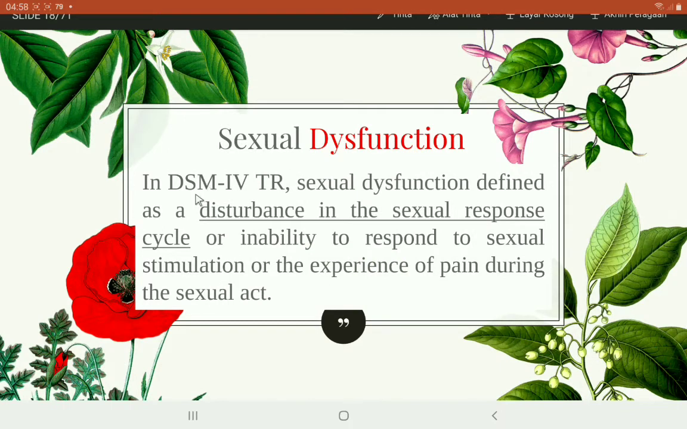In the Diagnostic and Statistical Manual, Fourth Edition Text Revision, DSM-4-TR, sexual dysfunction is defined as a disturbance in the sexual response cycle, or inability to respond to sexual stimulation, or the experience of pain during the sexual act.